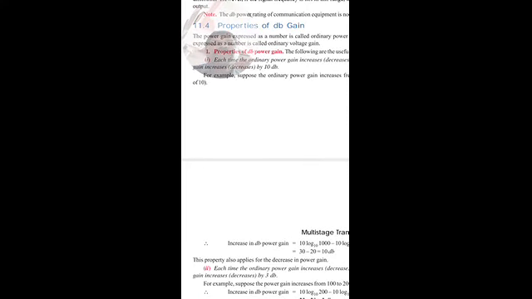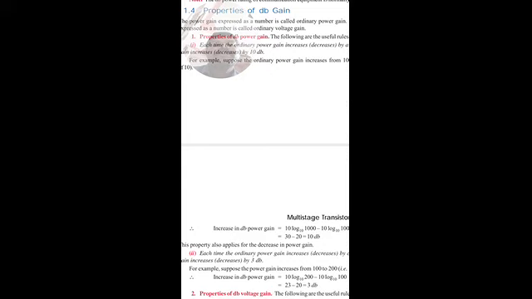For example, the ordinary power increases from 100 to 1000, by a factor of 10. The increase in power gain in dB is 10 log of 1000 minus 10 log of 100, that is 30 minus 20, that is 10 dB. So when the gain changes by a factor of 10, the dB value changes accordingly.